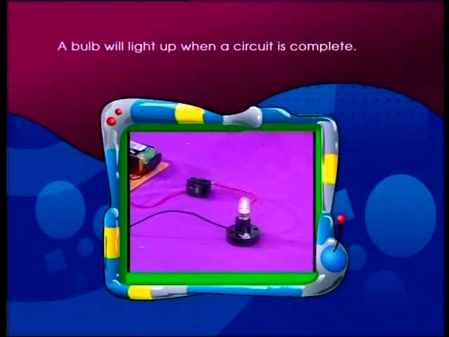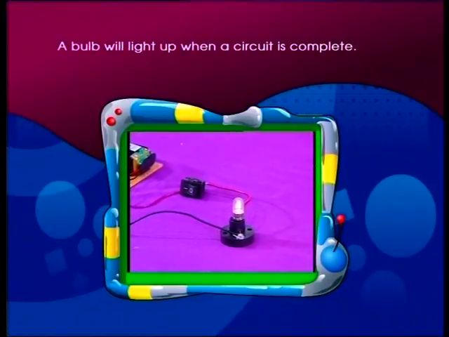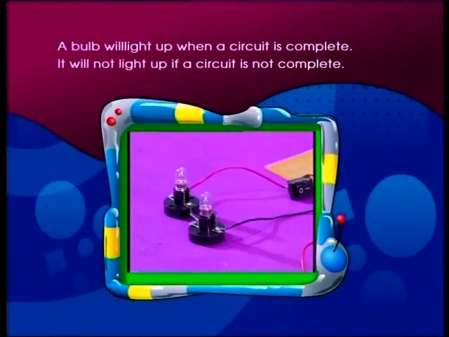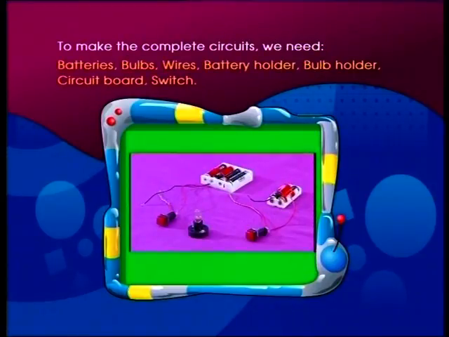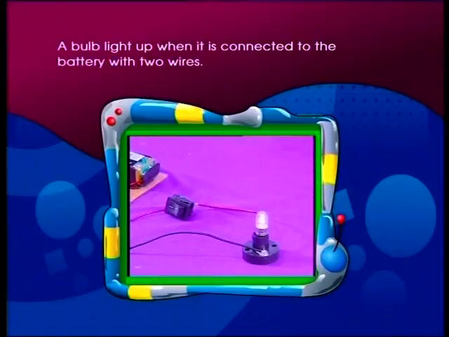A bulb will light up when a circuit is complete. It will not light up if a circuit is not complete. To make a complete circuit, we need batteries, bulbs, wires, battery holder, bulb holder, circuit board, switch. A bulb lights up when it is connected to the battery with two wires.